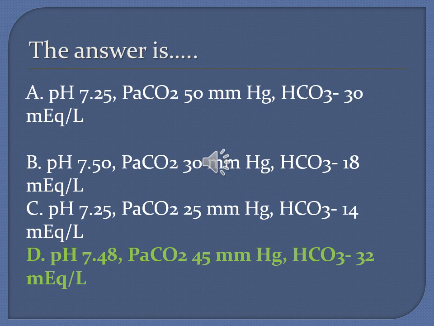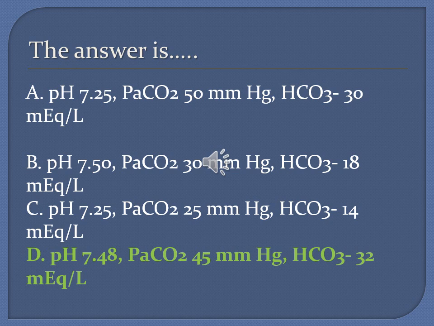Okay, so as you're doing each of these, let's say your pH was acidic, you should write acidic. Your CO2 is acidic, right? Acidic. Okay, so label each of these as you look at them.